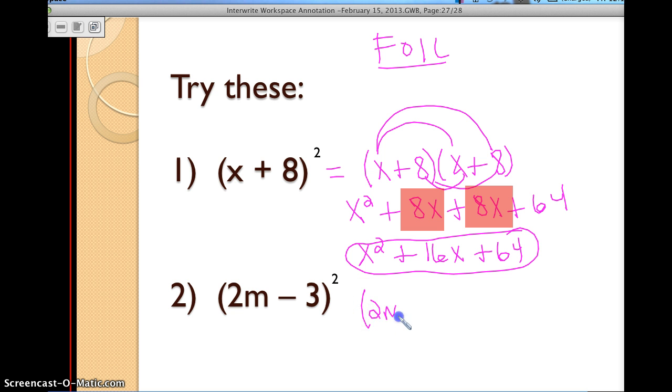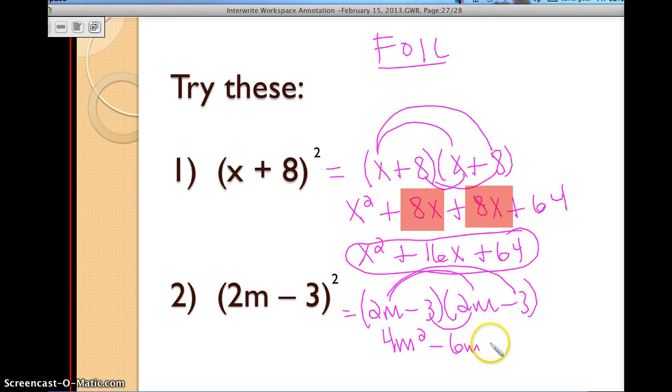Okay, you should have written these out. Power rule is not allowed to be applied on this one either because it's a binomial. So we have first, which is 2m times 2m, which is 4m squared. Outers, which is 2m times -3, is -6m. Inners, -3 times 2m is -6m. And last is -3 times -3, which is +9.